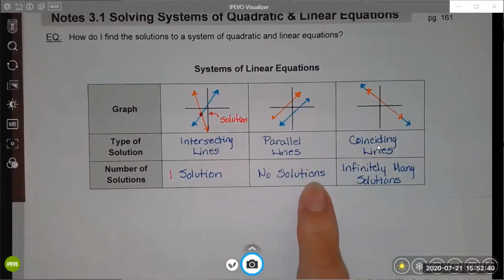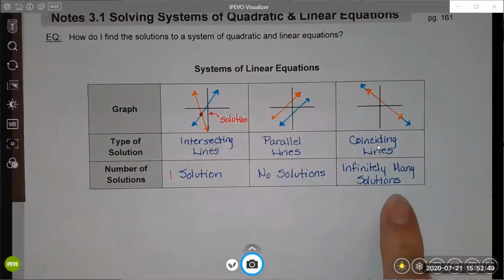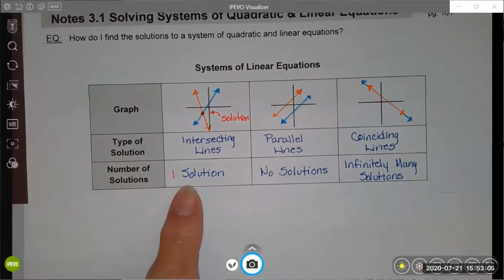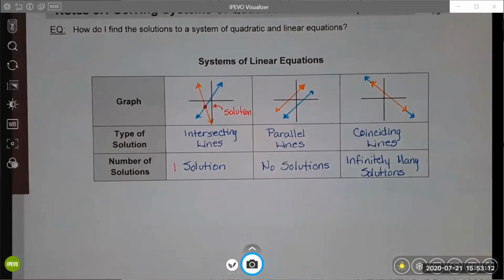You can have parallel lines, in which case they never cross. They have the same slope, different y-intercepts, and therefore there are no solutions. And lastly, you can have coinciding lines, and coinciding lines are essentially the same line represented with perhaps different coefficients before y. They have the same slope and the same y-intercept. I didn't mention it, but intersecting lines will have different slopes. Okay, so that's what we already know.